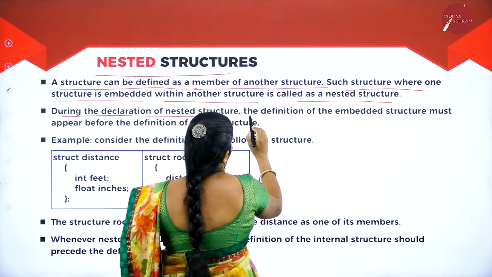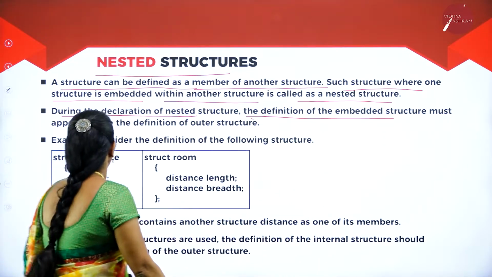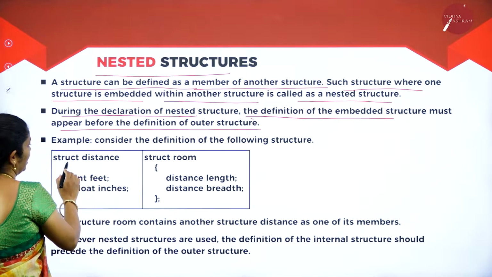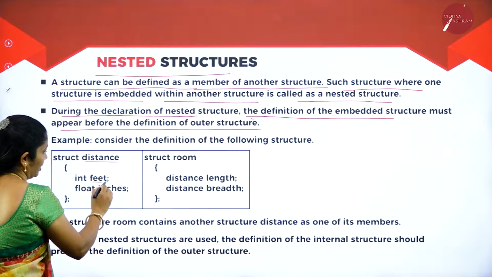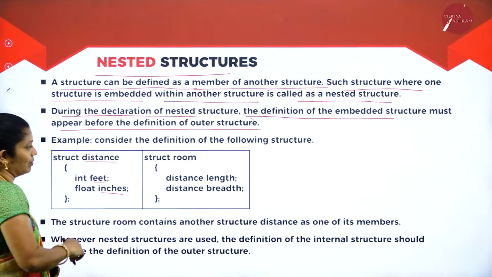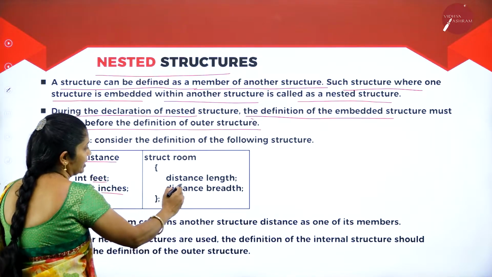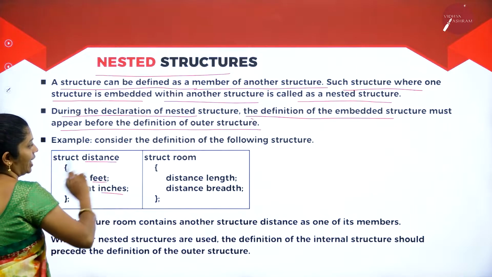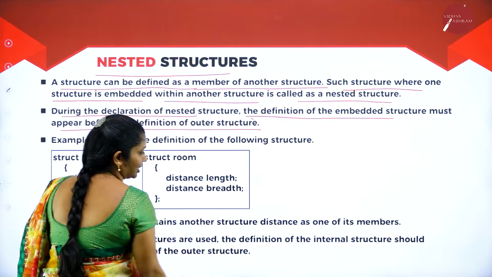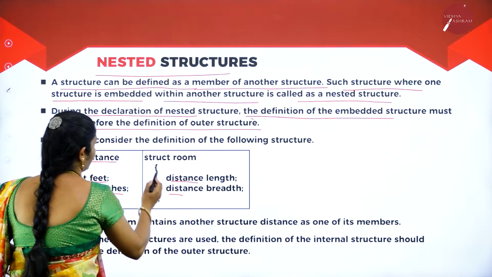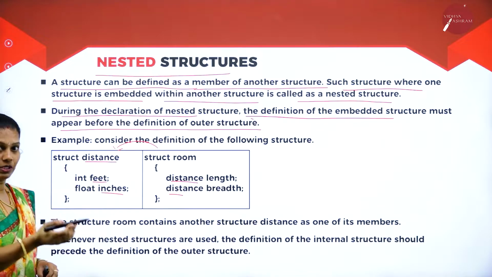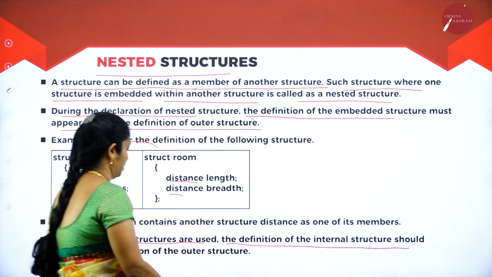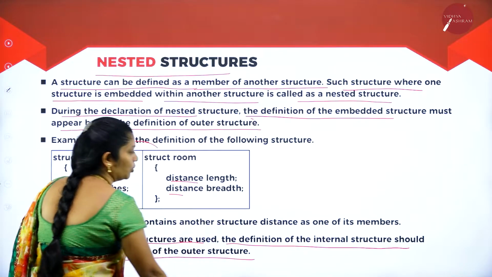During the declaration of a nested structure, the definition of the embedded structure must appear before the definition of the outer structure. Consider one example. In this example, struct distance is given. In it, int feet and float inches are given. And one more structure, struct room. Here distance length and distance breadth are given. If you observe here, two structures are there: one is distance and one more is room. The structure room contains another structure, distance. Distance here is taken from this structure as a member of another structure. Whenever nested structures are used, the definition of the internal structure should precede the definition of the outer structure.